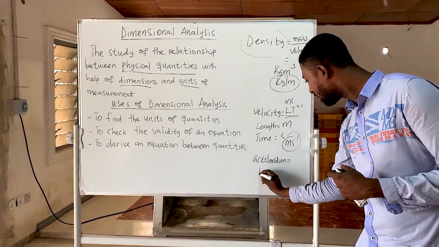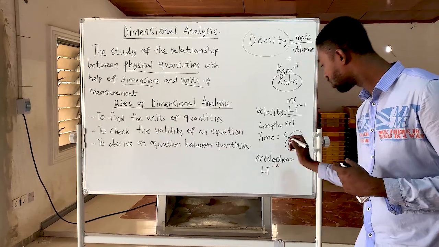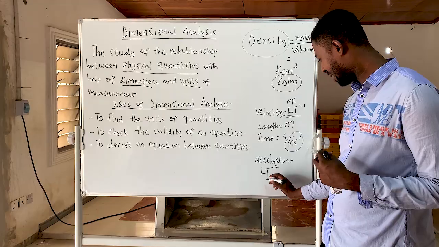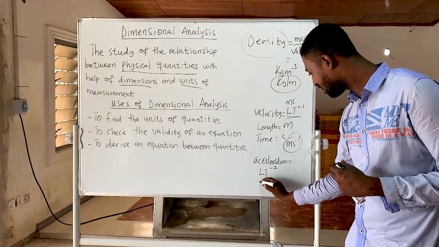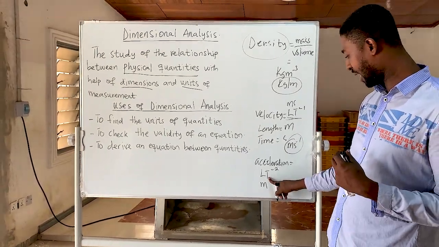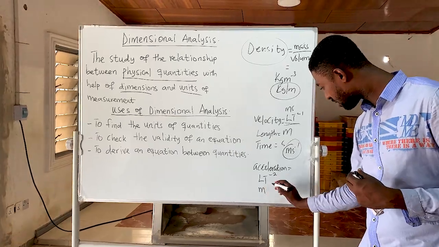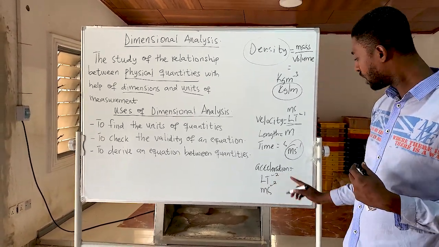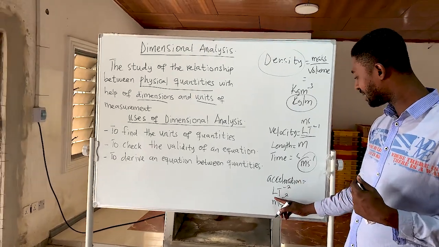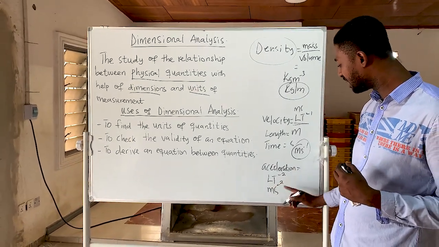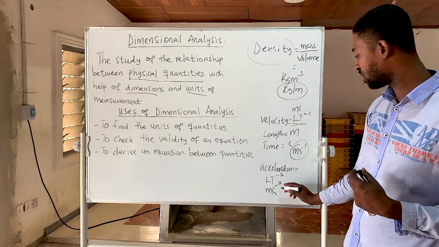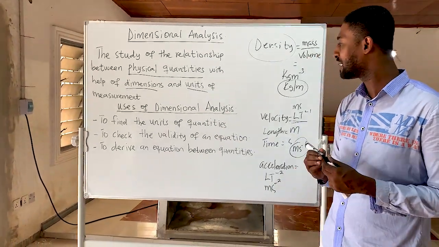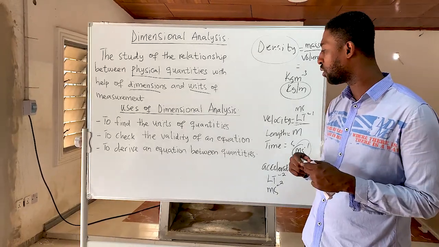For example, if acceleration is, let's say, LT minus 2, here L is length, and the unit of length is meters. T is time, and the unit of time is seconds, raised to minus 2. So here the dimension for acceleration is LT minus 2, and the unit is meter per second squared. We can also use dimensional analysis to check the validity of an equation.